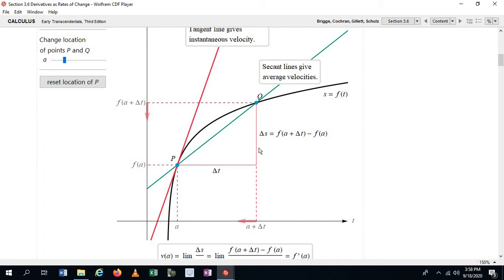Okay, so the rise is delta s, and you can see the run is delta t. That's the change in time down here, which is the run. So when you take rise over run, you're getting delta s divided by delta t, which is the average velocity of the object between these two points. In other words, the slope of the secant line between these two points is also the average velocity of the object between these two times.